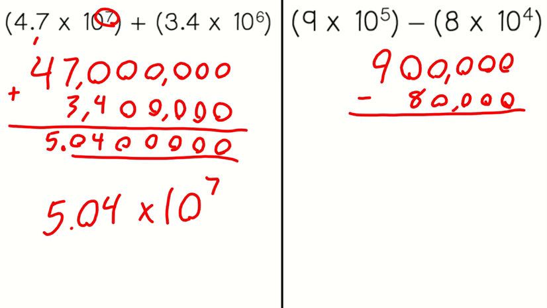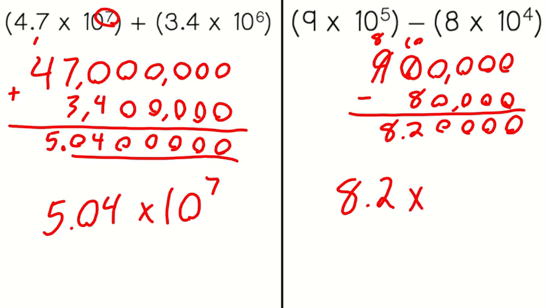900,000 minus 80,000. So we got zeros right there. We got bottom. So that becomes an 8. That becomes a 10. 10 minus 8 is 2. 8 minus a 0. So we got that. Where's my decimal go? Between the 8 and the 2. So we got 8.2 times 10 to the 5. Again, we end up with that same one as the big one, right?